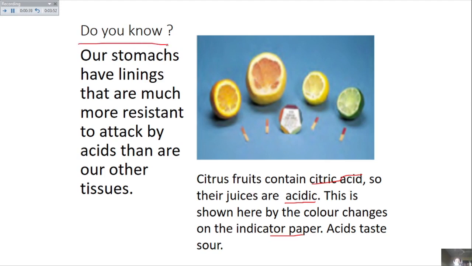Now, do you know that our stomach has a lining that is much more resistant to attack by acids than our other tissues? Please, if you don't know, you need to know that our stomach has linings that are much more resistant to attack by these particular acids than other tissues.